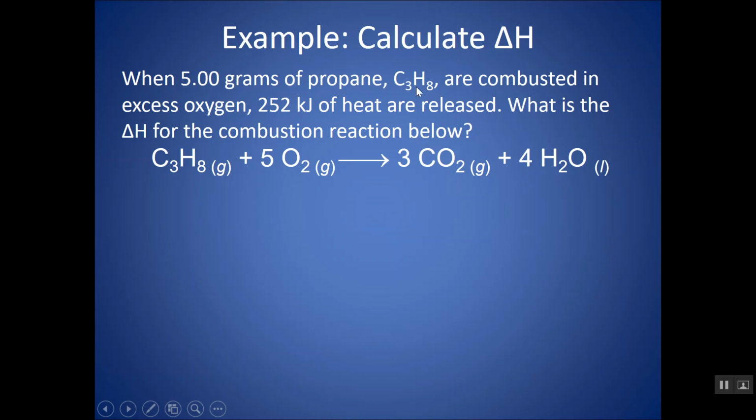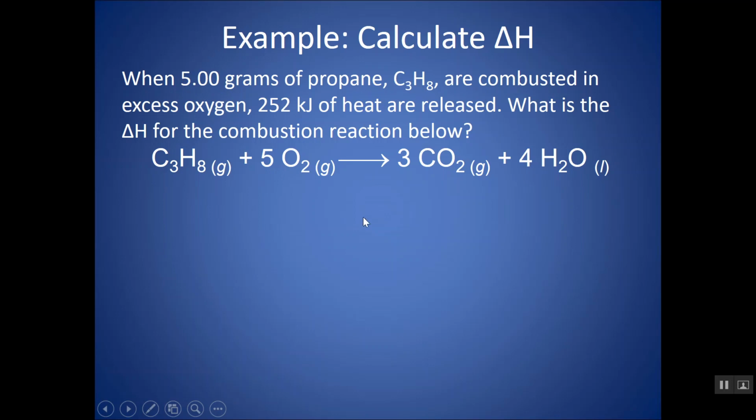5 grams of propane are combusted in excess oxygen. Okay, so I know propane's limiting, that's nice. And I tell you the heat that is released. What is the delta H for the combustion reaction? So notice here's a problem where I'm asking you to calculate delta H. In the other problems we were just doing with delta H as a conversion factor, I gave you the delta H. In this situation, I'm not giving you the delta H, but I'm giving you how much heat's released when a certain mass of C3H8 is reacted.